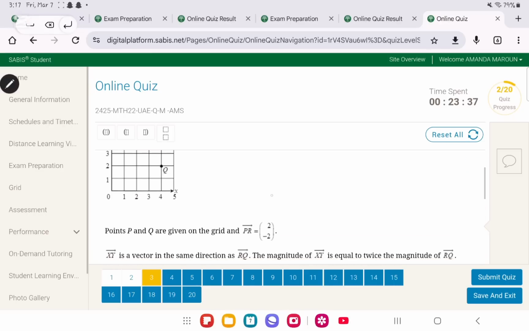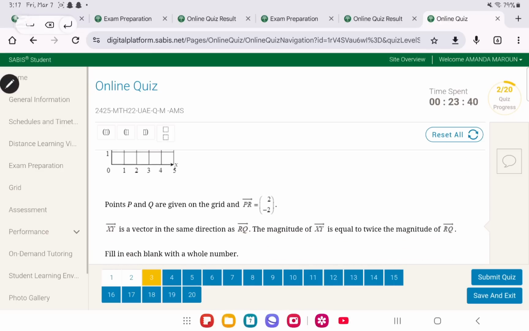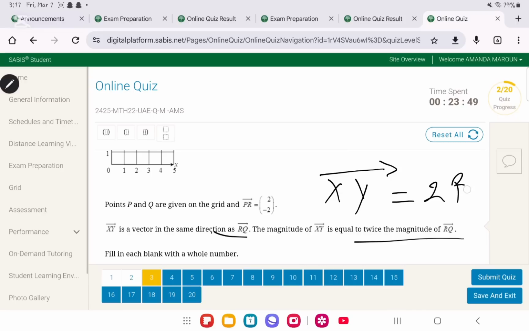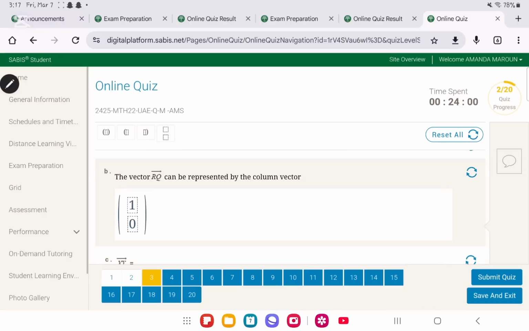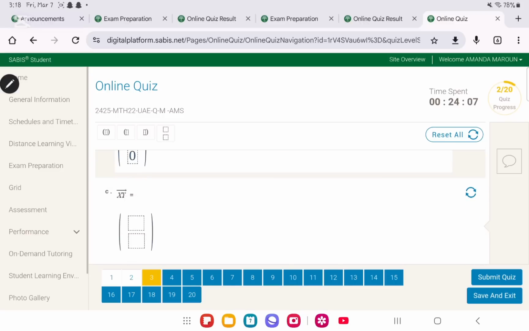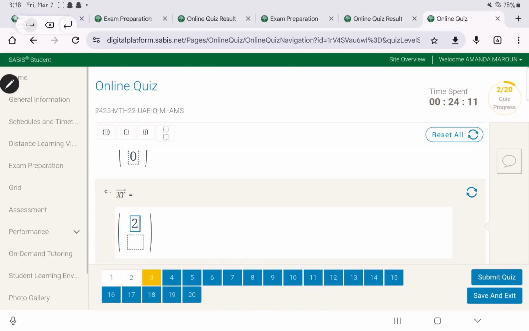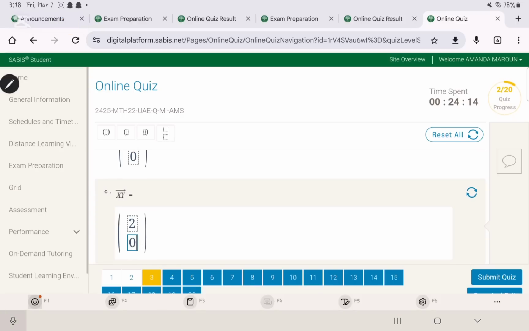We move on to xy. If you remember, they said above, xy is a vector in the same direction as RQ, but its magnitude is equal to twice the magnitude of RQ. So xy is equal to 2 times RQ. Very simply, we go to where we found RQ. RQ is 1, 0. You simply multiply by 2, and it becomes 2, 0. So just like that, you found the vector xy, which is 2, 0.